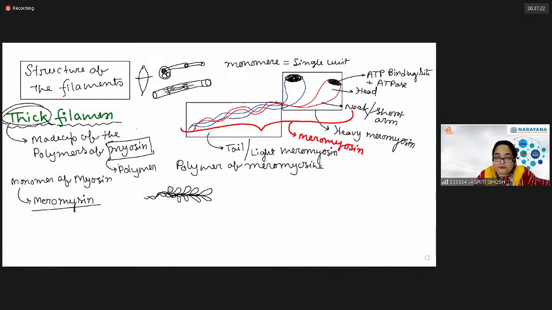It's looking like kind of a flag. Flag? Yes, ma'am. See, in one direction, unidirectional. Flag, okay, maybe.